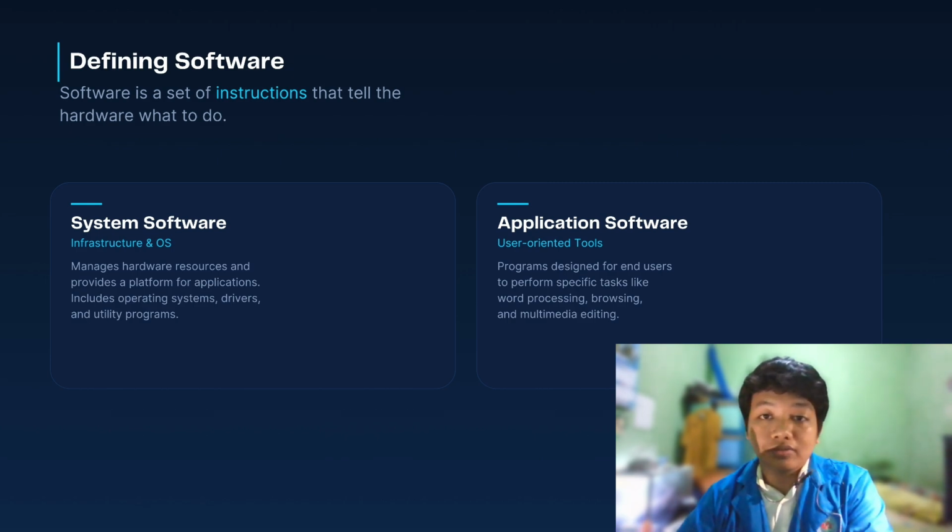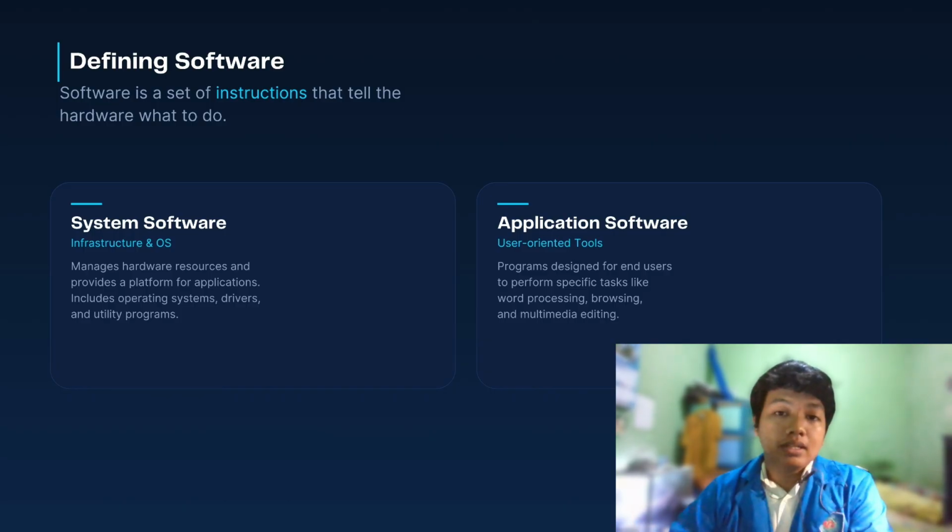Generally, we divide software into two main categories: system software, which keeps the computer running smoothly, and application software, which are the programs we use to get our work done.